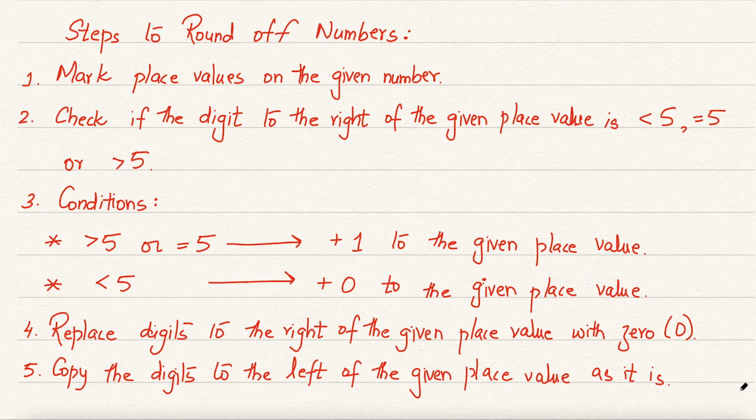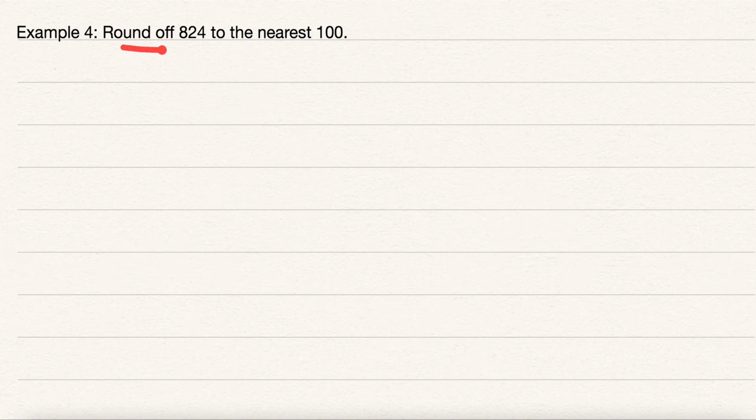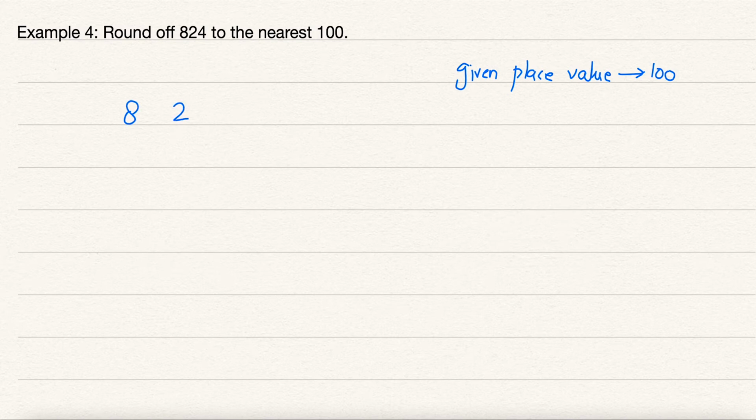Now let's look at another example. Here you need to round off 824 to the nearest 100. So the given place value here is 100. First, you will mark place values. This is 824. This is unit, this is tens, and this is 100. The given place value is 100, and your focus should be on this digit. That is the 100 digit.